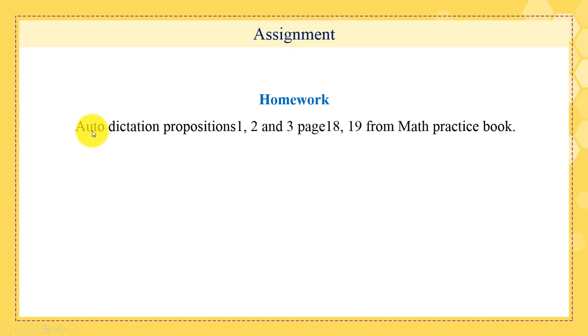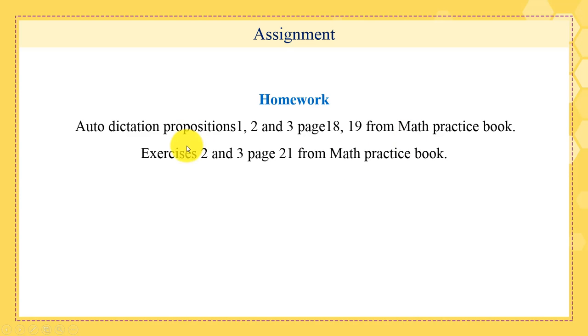Assignment. Auto-dictation propositions 1, 2, and 3, pages 18-19 from the Math Practice Book. Do exercises 2 and 3, page 21 from the Math Practice Book.